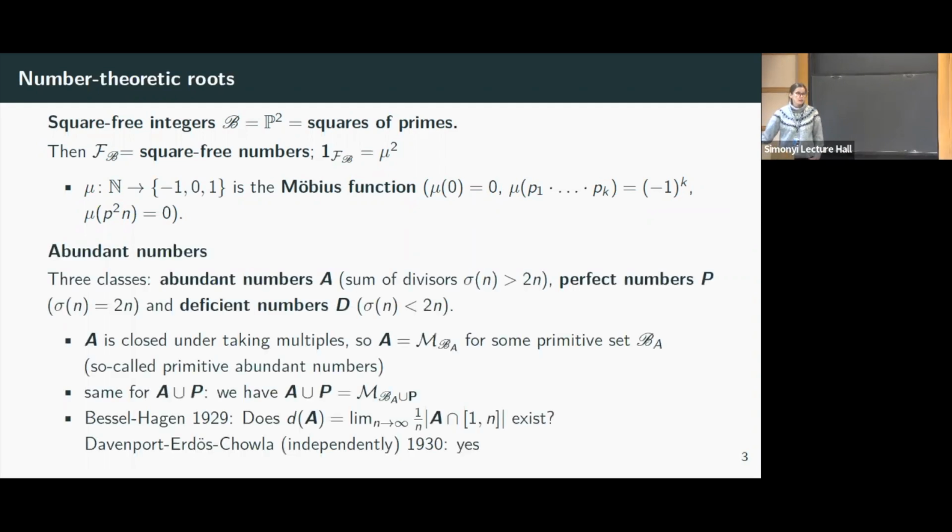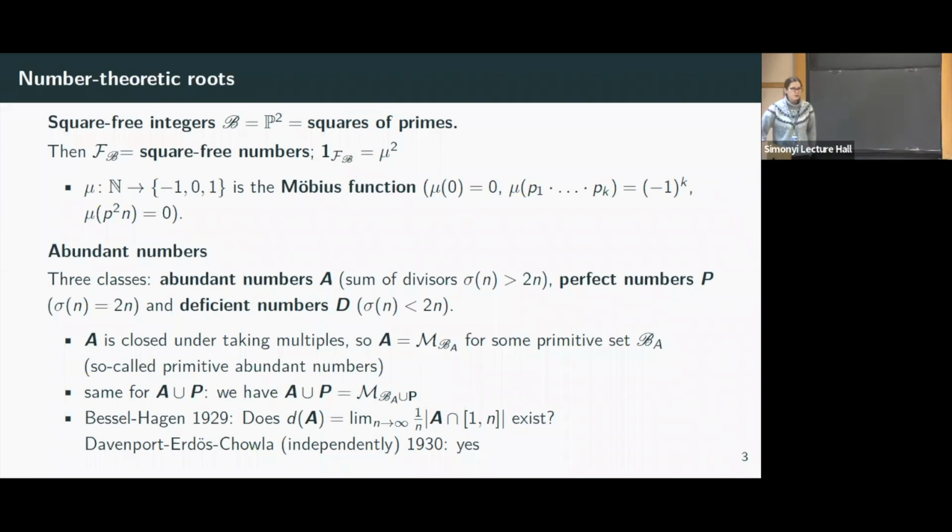And then we have abundant numbers. We can split all integers into three classes: abundant numbers, perfect numbers, and deficient numbers, depending on how large is the sum of all divisors. It is easy to notice that the set of abundant numbers is closed under taking multiples. So this is a set of multiples, and there is a primitive set B that generates all abundant numbers. These are so-called primitive abundant numbers. The same is true for the union of abundant and perfect numbers. To get this primitive B, we need to add all perfect numbers to primitive abundant numbers.